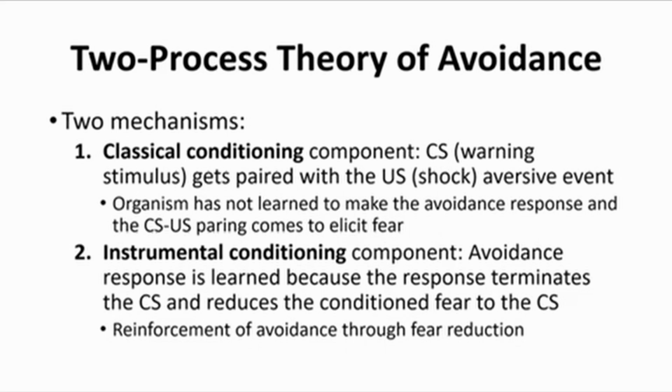When they see or hear that conditioned stimulus, they have a fear response because they have associated it with the delivery of that unconditioned stimulus. So step one is this classical conditioning of fear to our conditioned stimulus. And that fear response will serve to motivate the later parts of this behavior. Now, the second mechanism of our two-process theory is instrumental conditioning. In this theory, they specify that our instrumental conditioning is being driven by our conditioned stimulus. So we learn our avoidance response because making that response terminates the conditioned stimulus and therefore reduces the conditioned fear, our conditioned response, to that conditioned stimulus.